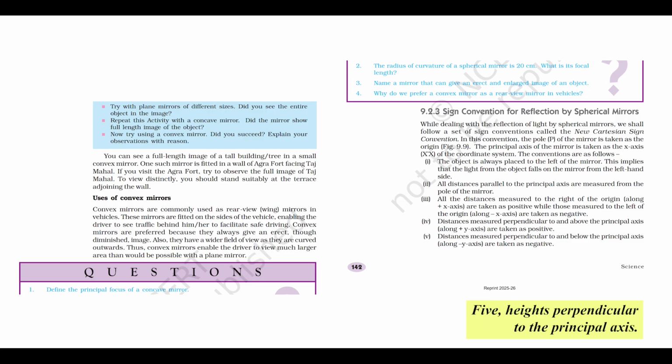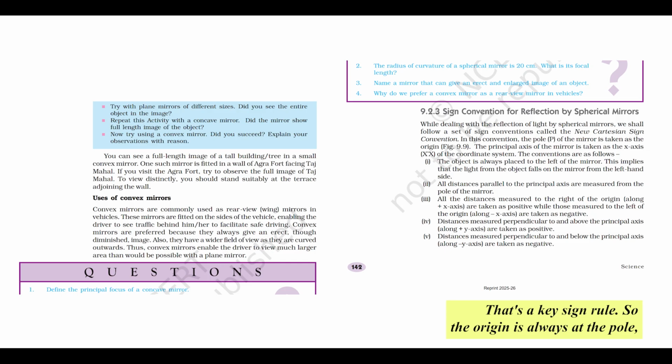5. Heights, perpendicular to the principal axis. Heights measured upwards from the principal axis, positive y direction, are positive. Objects are usually placed upright, so object height h is usually positive. Heights measured downwards from the principal axis, negative y direction, are negative. Inverted images have negative height h. Now, applying this specifically to focal length: for a concave mirror, f is in front, left of P, so its focal length f is negative. For a convex mirror, f is behind, right of P, so its focal length f is positive. Got it. Concave f negative, convex f positive. That's a key sign rule.